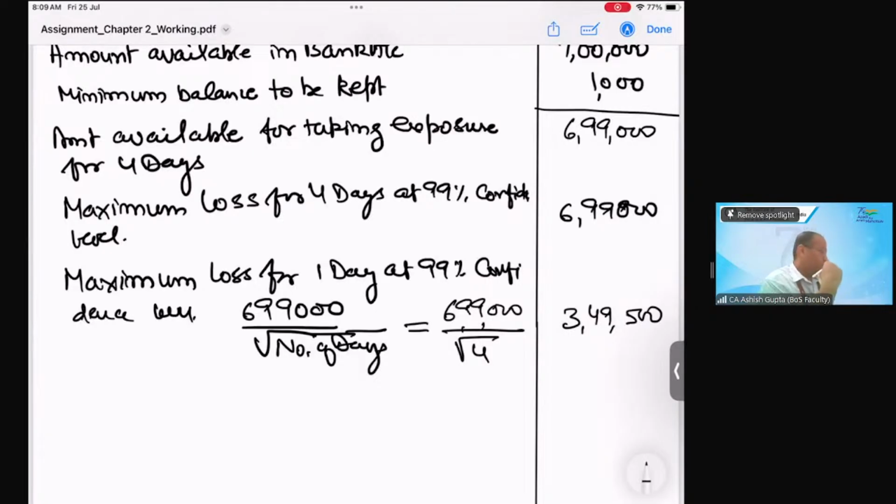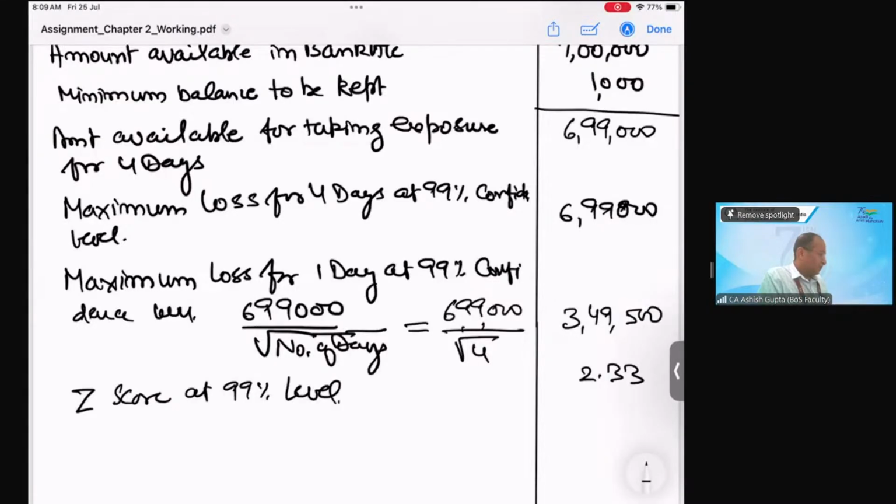It is clear to you? Yes, sir. Here we have to use the 4 days, the number of days. It has been given to us. So we will go by reverse calculation. Now my Z score is 2.33.